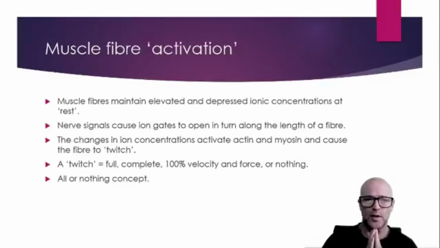When a muscle fiber receives a nerve signal that it's time to contract, which is called a twitch, that basically opens gates in turn in sequence along the length of the muscle fiber that allows those ionic concentrations to equalize themselves according to their concentration gradients. And it's the events around that process which causes the contractile proteins actin and myosin to basically be able to do their work and to contract.